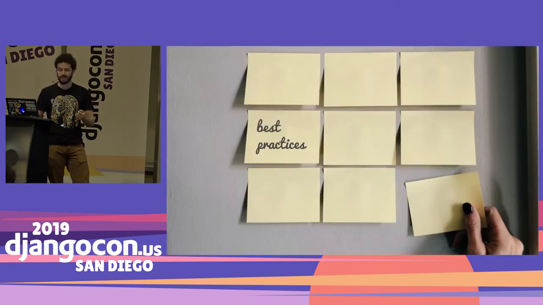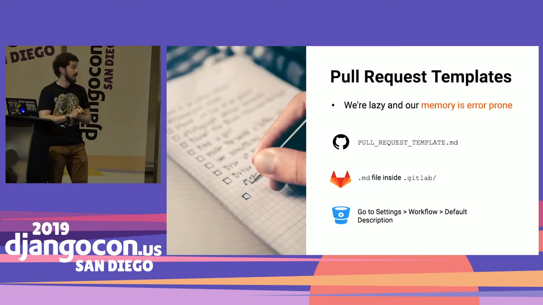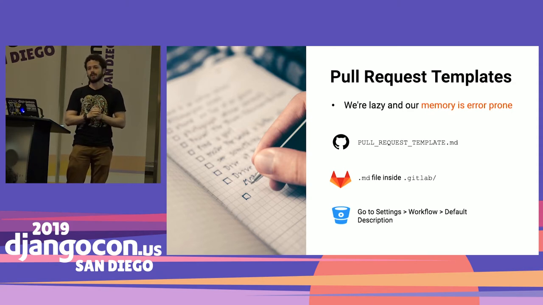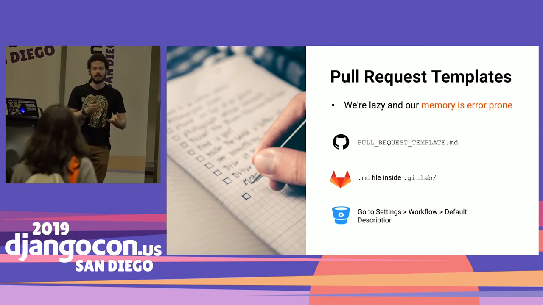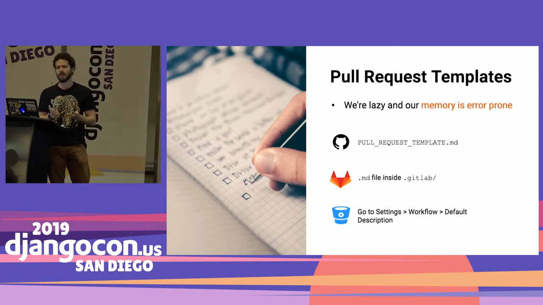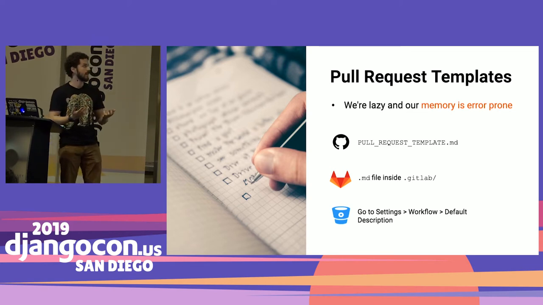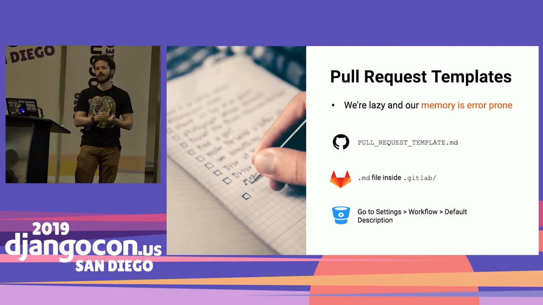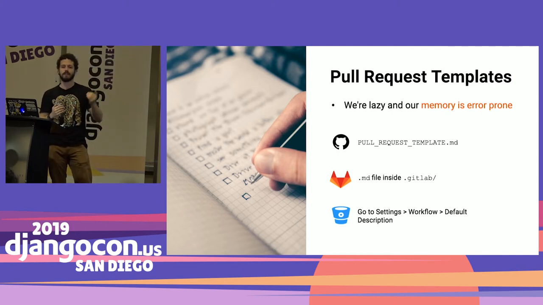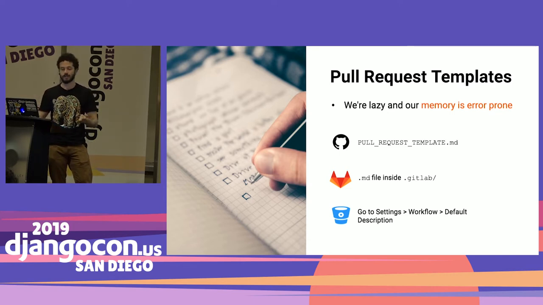And for some best practices here, I might go through them in a bit of a topic-based fashion, so forgive me if it's too quick, it's just due to the time constraints. One good practice regarding code reviews is having pull request templates. This is because we as human beings tend to be lazy and our memory is very error-prone. So we can't just trust ourselves or our colleagues to remember everything that we are supposed to fill out when creating a pull request. Having a template that says everything the developer has to input in order for the reviewer to properly review it is very good.